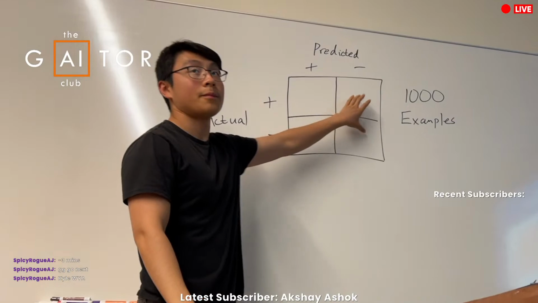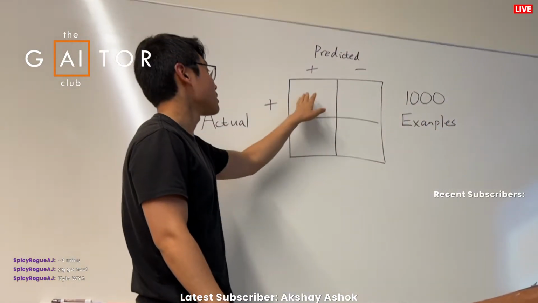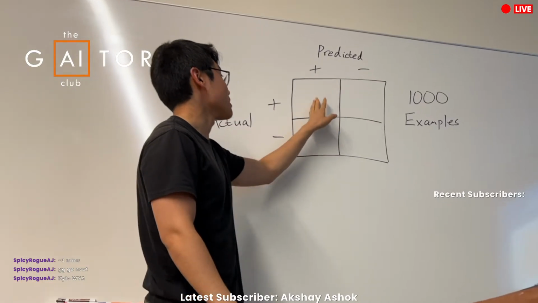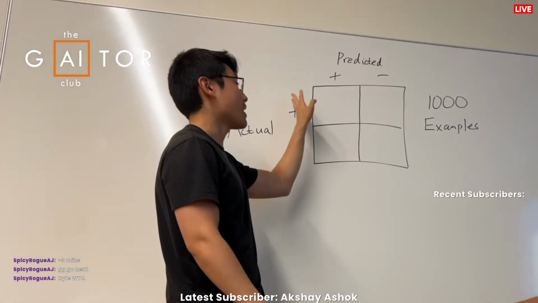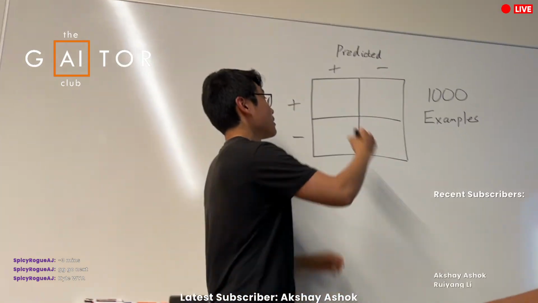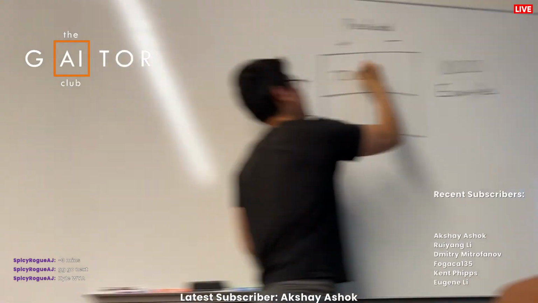So we have 4 boxes in our grid here, and they need to add up to 1,000. And the idea here is, let's go cell by cell. So the first cell is where it's predicted to be positive, and it actually is positive. And let's say that there's like 700 of these.